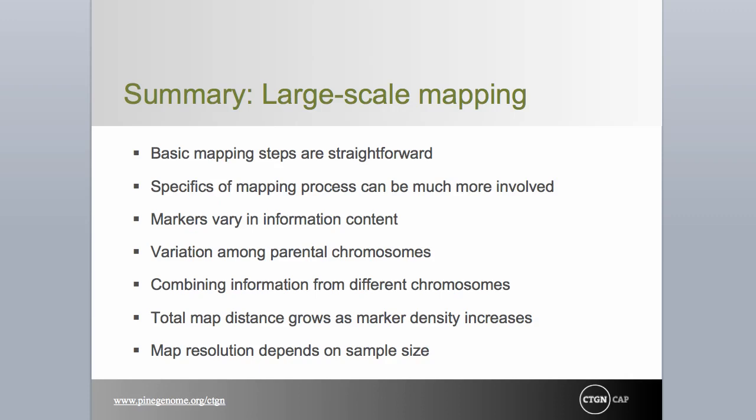We conclude this module with a quick summary of some of the important points of genetic mapping. The basic steps in creating maps are relatively straightforward. 1. Identify an appropriate segregating mapping population. 2. Obtain genotypes of parents and offspring for an appropriate number of genetic markers. 3. Format the genotypic data as required by your mapping software of choice. 4. Analyze the data and create the map. 5. Evaluate and interpret the output. And 6. Repeat the process to resolve issues that arise.